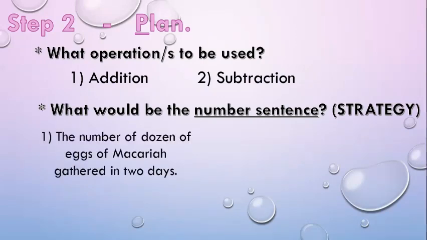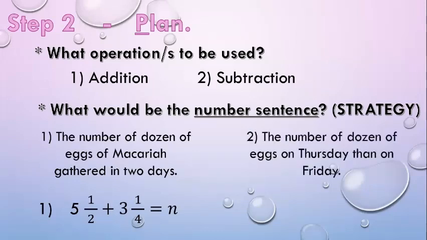So for the first question, the number of dozens of eggs Macaria gathered in 2 days. So 2 days. The correct number sentence would be 5 and 1/2 plus 3 and 1/4 equals n. So this is how you're going to formulate your mathematical sentence, or number sentence, or equation.